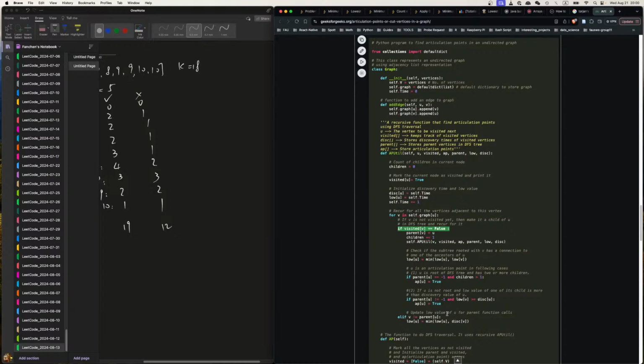Update low value of U for parent function calls. And V is not equal to, what if V is, again, yeah, I still don't understand. We don't really change this parent thing. Parent of V equal to U. Because visited is not false, because I already visited it.